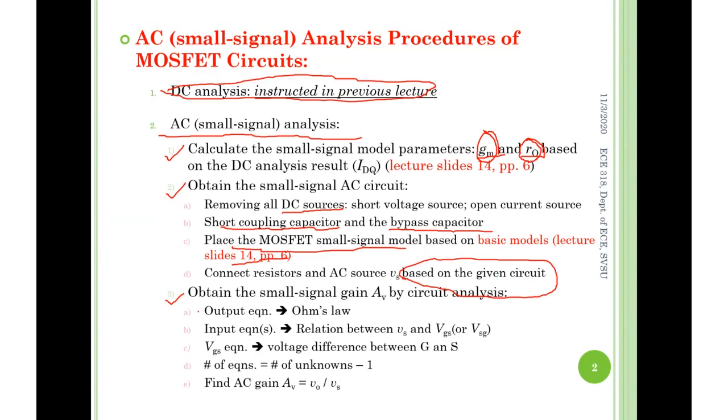The third step is obtaining the gain. This is pretty much telling you the goal, or say the only goal, of the small signal analysis: to find the AC voltage gain, A sub V. And here is pretty much an arsenal, full of weapons, full of equations for you to analyze the circuit.